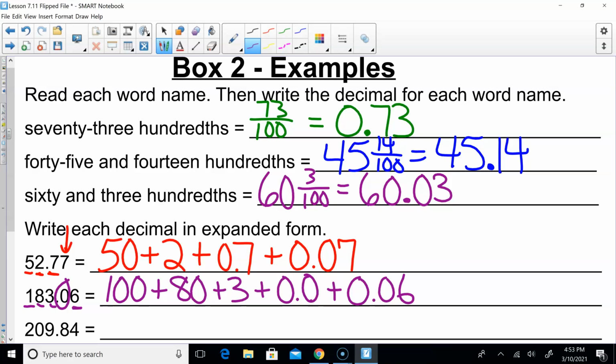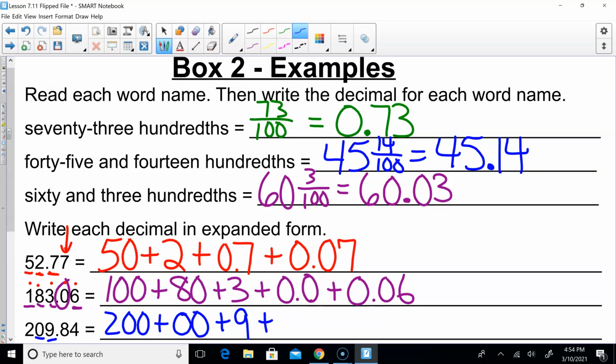Do you have to write the 0.0 in the tenths? You do not have to, but I like to because I know I have 1, 2, 3, 4, 5 place values, and I have 1, 2, 3, 4, 5 numbers written. I have 209 and 84 hundredths. So I have 200 plus I have nothing in my tens place value. So I can put 2 zeros. I don't have to. I'm doing it because that holds my tens place value. And then my 9 in the ones.